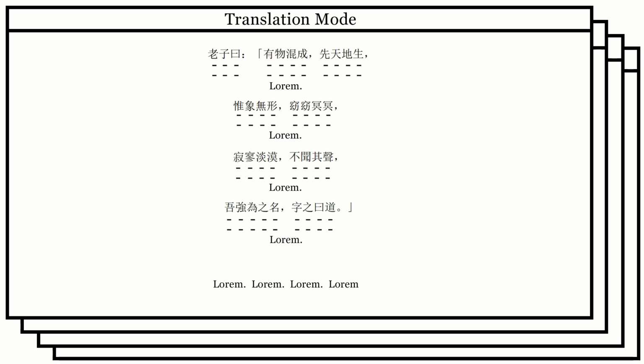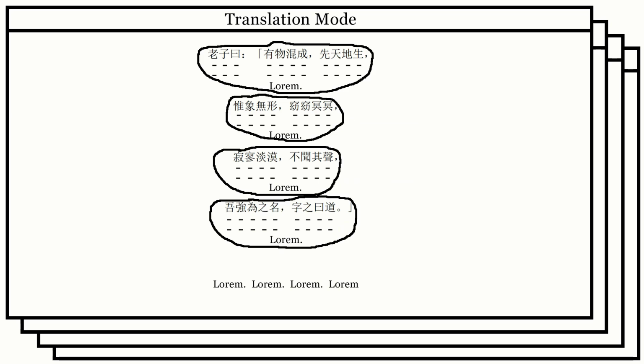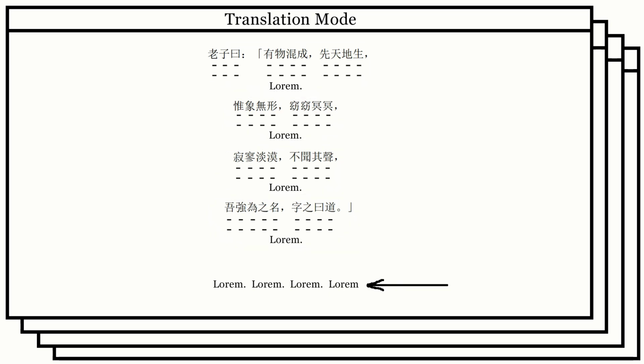lines. Now, each of these Chinese characters is treated as one word each. There's a pronunciation displayed under each one, but they all start as just a dash character, and there's glosses for each word. They also all start as just a dash character. And each line has a translation that says lorem. Below that, there's a paragraph that says lorem, lorem, lorem, lorem.